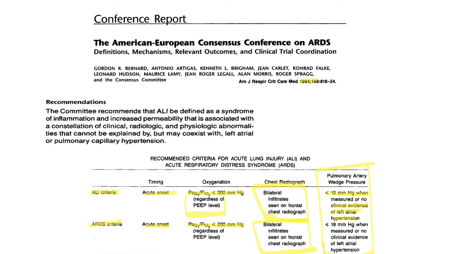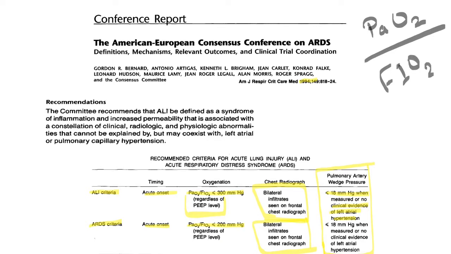To estimate the PF ratio, it is the PaO2 divided by the FiO2. If a patient on 100% FiO2 achieved a PaO2 of 120, this means the PF ratio is 120 divided by 1, so it's 120.